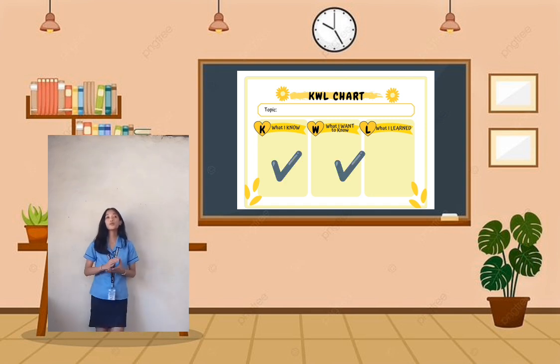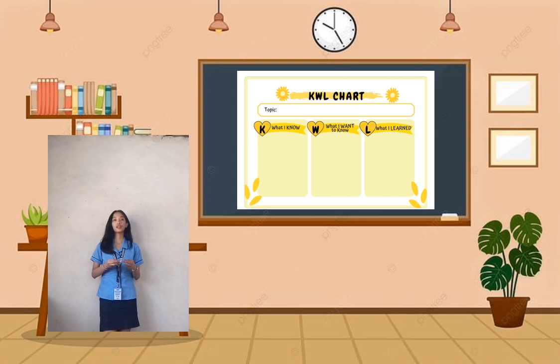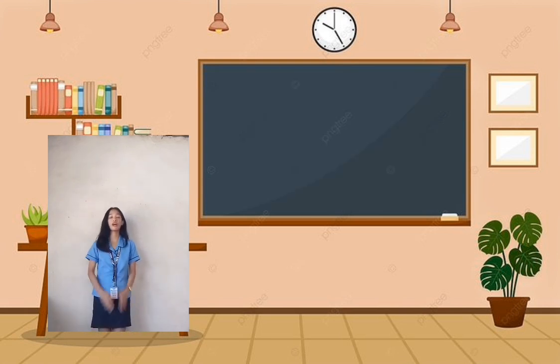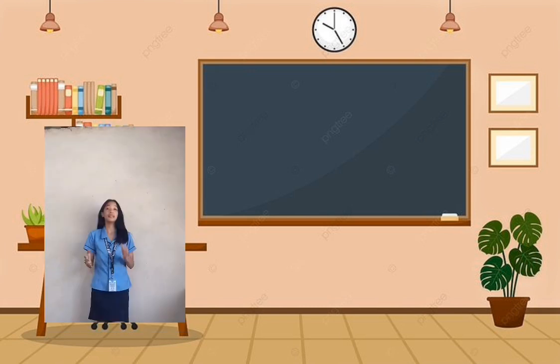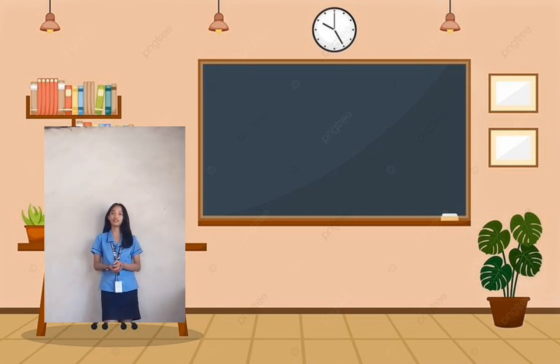Very good. Now I want you to fill out the first two columns, and further instruction will be given afterward. Is that clear? Okay, are there any questions or clarifications, class? None so far? Okay, you can accomplish it within 2 minutes. Now you may start. Time's up. Okay, class, are you done? Very good. Now I want you to keep that as you will be completing the what you have learned section, or the last column of that KWL chart, at the end of our lesson. Are you excited? Very good.